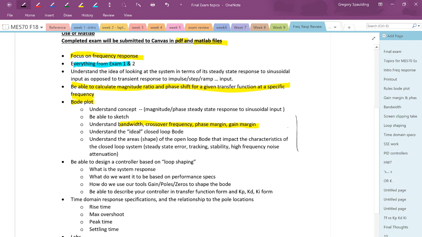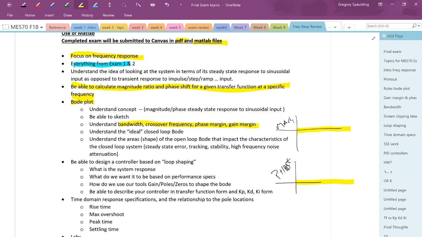And if you remember, we talked about this, the magnitude and phase. And for the ideal Bode plot, the magnitude would be a straight line at 0 dB, and phase would be a straight line at 0 phase. If our output matched our input exactly, that would be the ideal, and that's what we were shooting for as we started looking at the loop shaping of that.